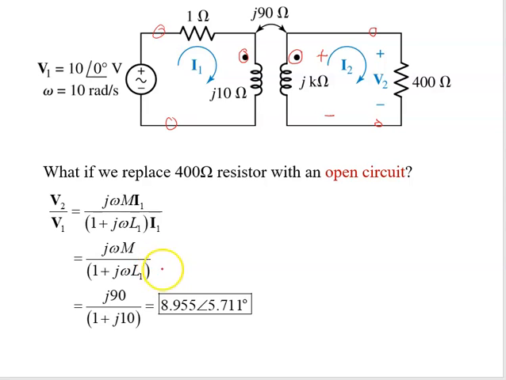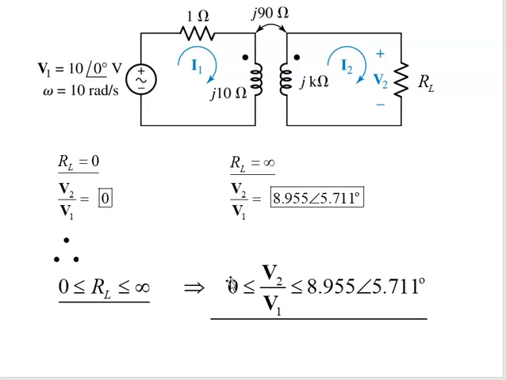That's what's equal to V1. There's no mutually induced voltage because it's an open circuit. So that's the other side of our boundary condition. If we look at that scenario, we end up with a V2 over V1 on the order of 8.955 with an angle of 5.711 degrees. So those are our boundary conditions as we change this load from a short circuit to an open circuit.